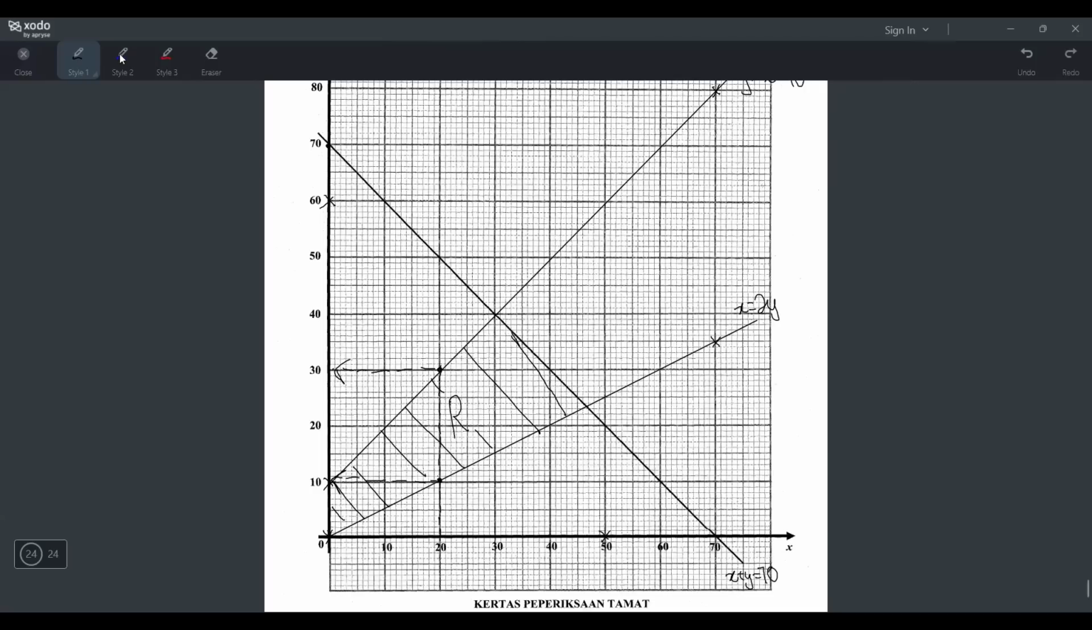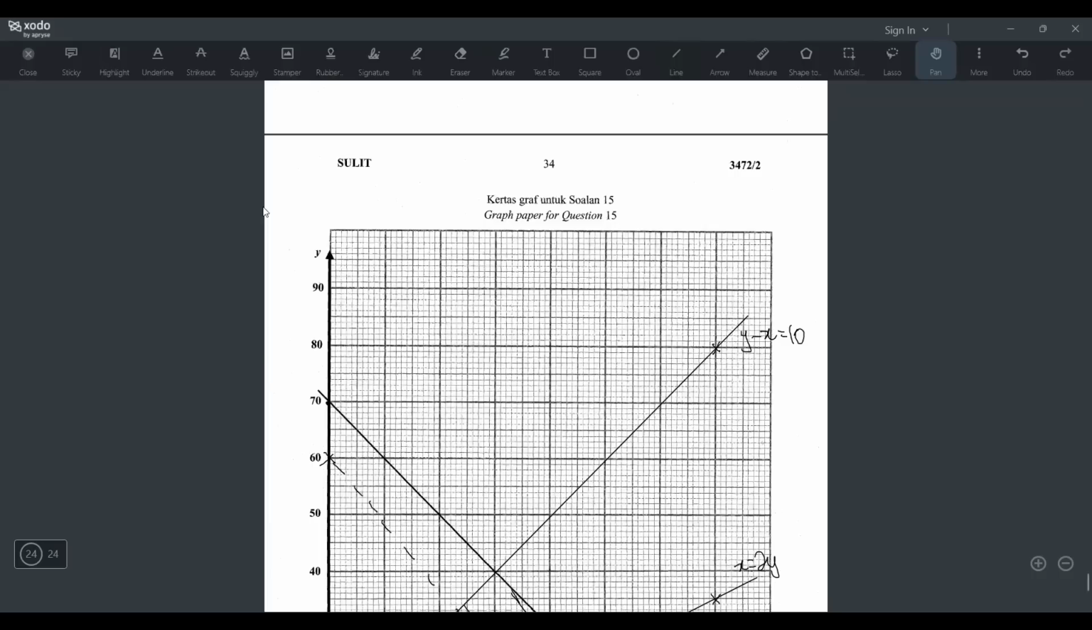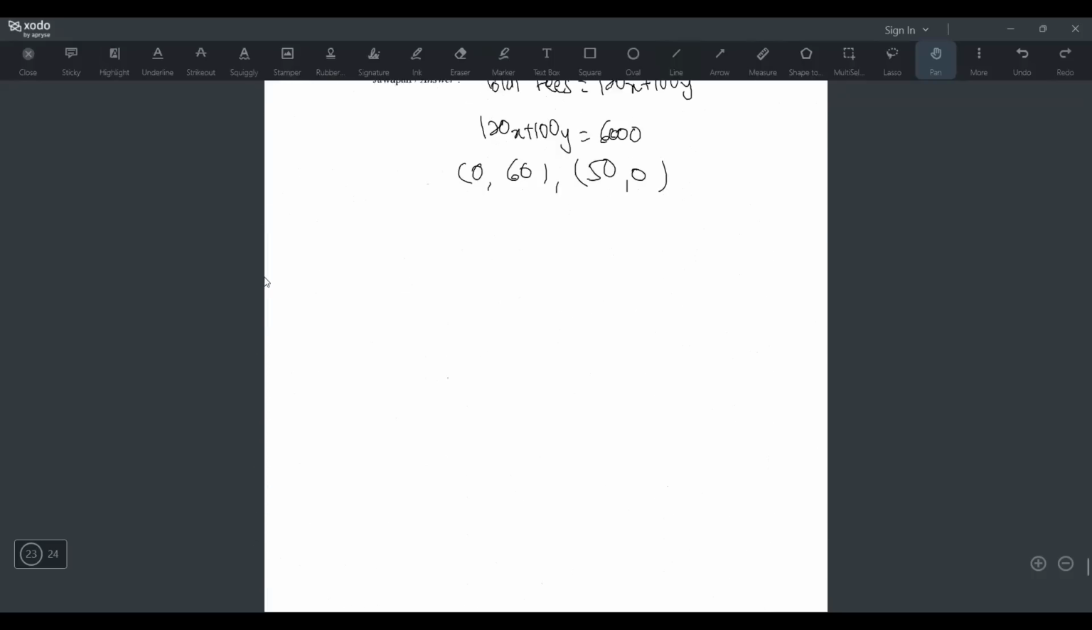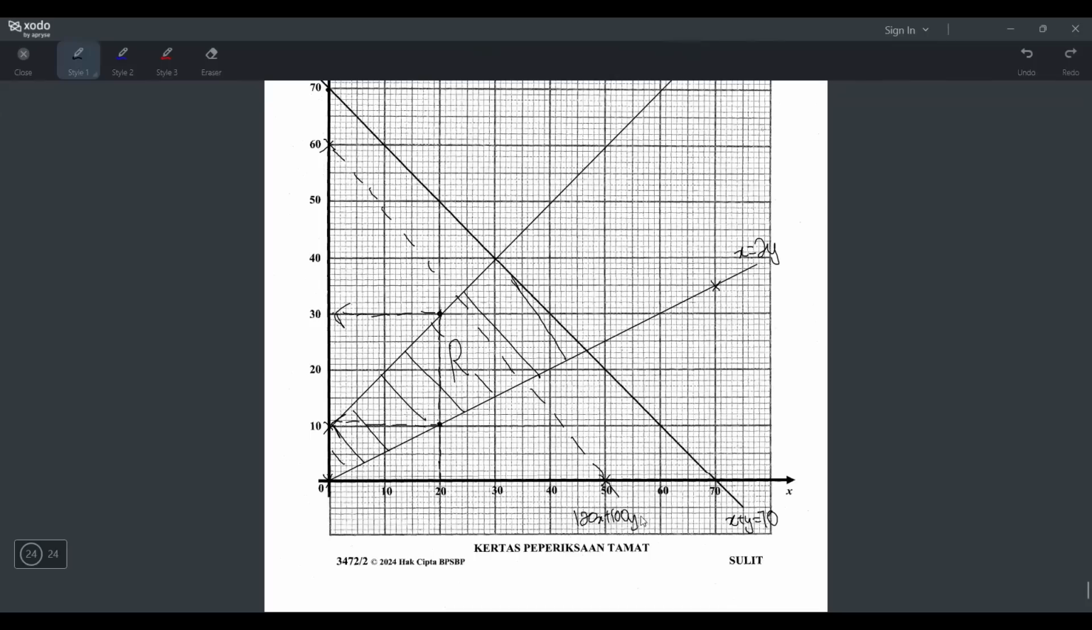Okay, when you draw this, you have to use dotted line. Okay, so let me just draw it using solid line first, and then now I will change to dotted line. So let's remove this line now. Okay, so this is how it looks like. And make sure you write down the equation of this dotted line. 120x plus 100y equals 6,000.